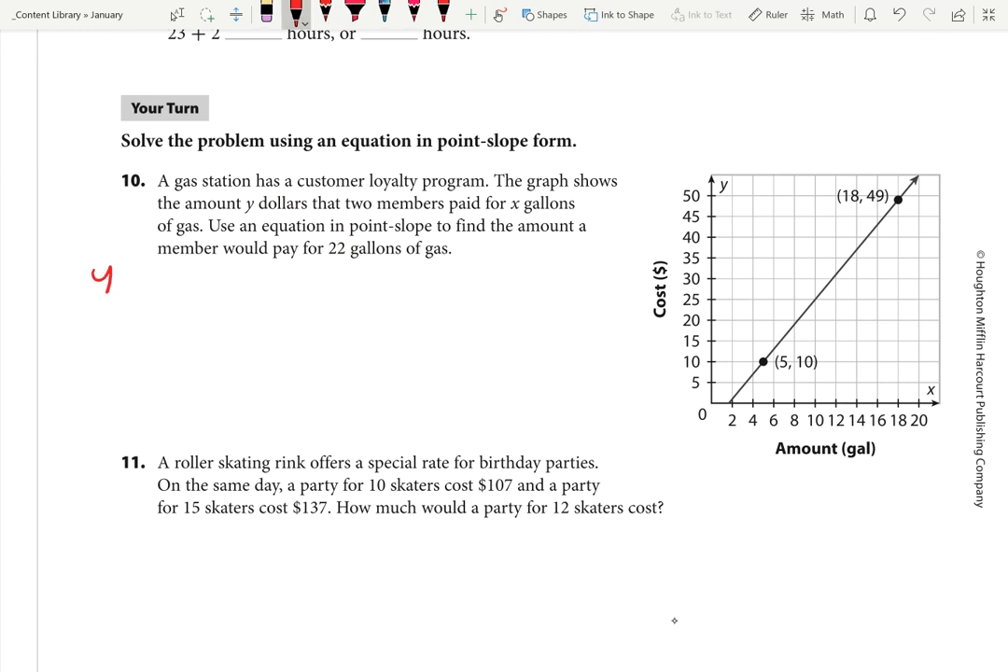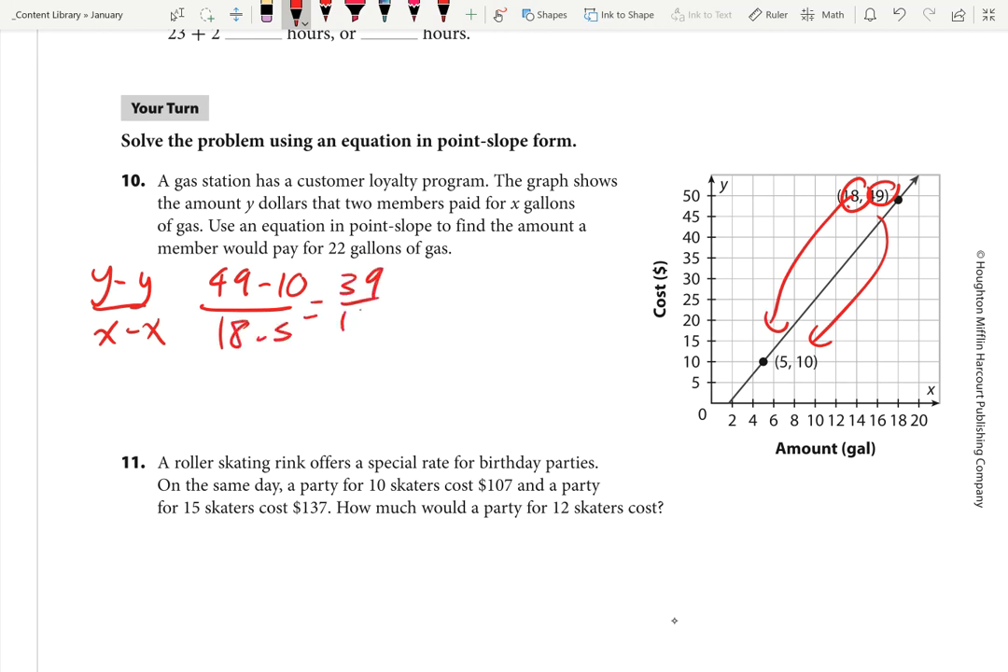So let's start by finding our slope, because we already have 2 points, so we're good there. But I need to find the slope. To find the slope, we're going to do y minus y. So I'm going to do 49 minus 10, the top y minus the bottom, and then x minus x, so 18 minus 5. And when I solve this, this ends up being 39 over 13, and 39 divided by 13 ends up being 3. So our slope is actually 3.